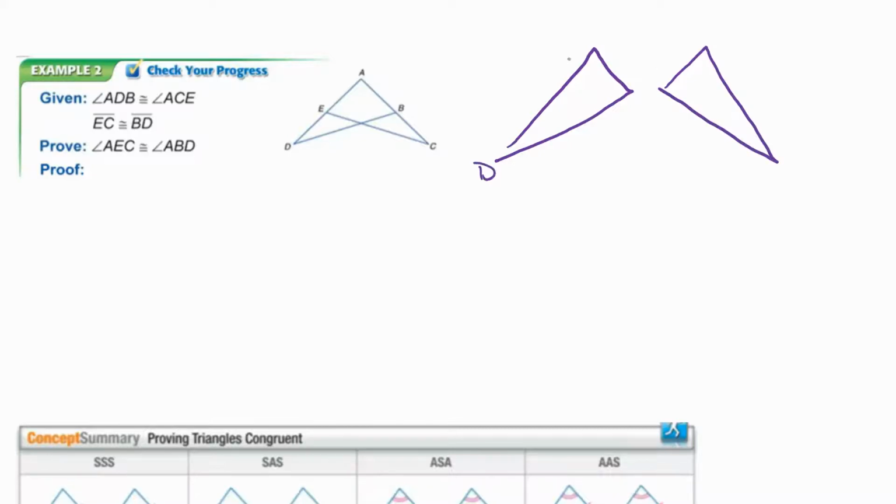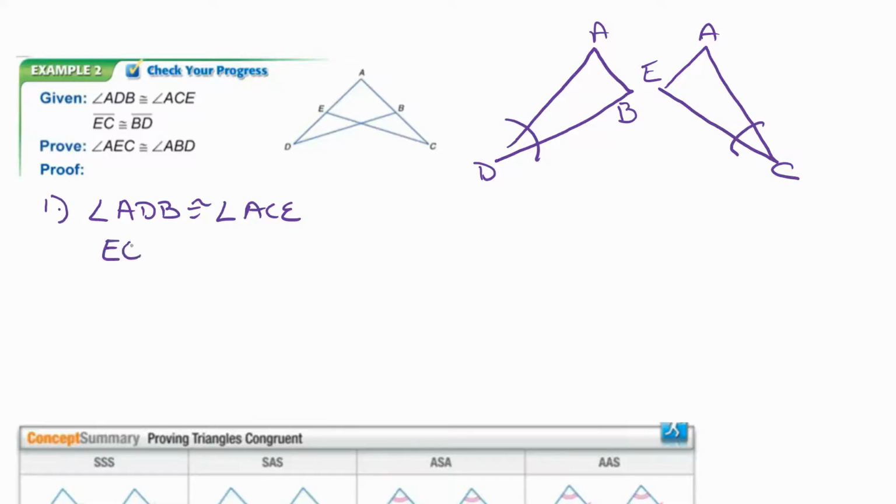So we have D, A, B, and E, A, C. We're given that angle ADB is congruent to angle ACE. We're also given that EC is congruent to BD. So EC is congruent to DB, and this is our given.